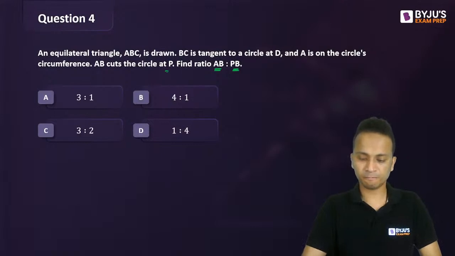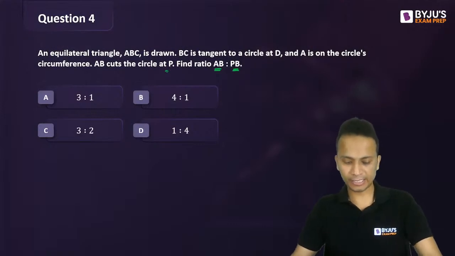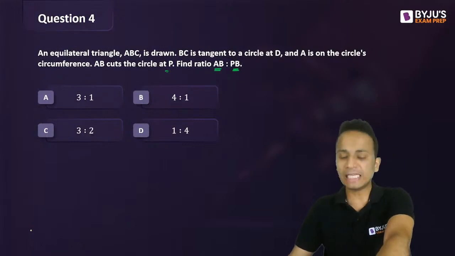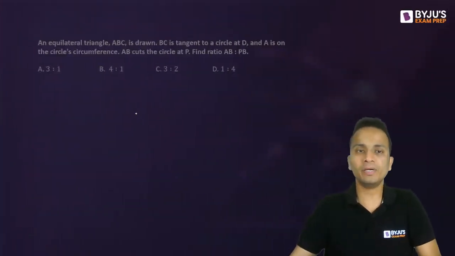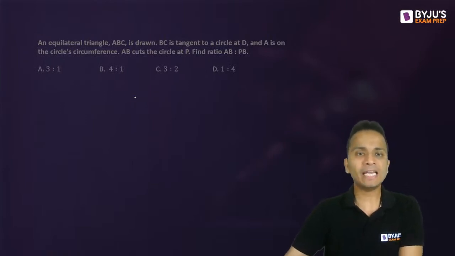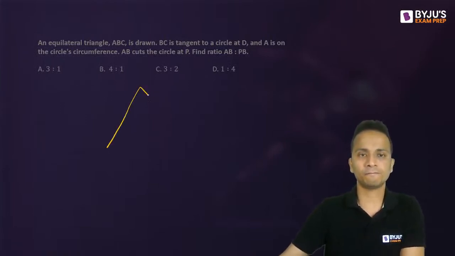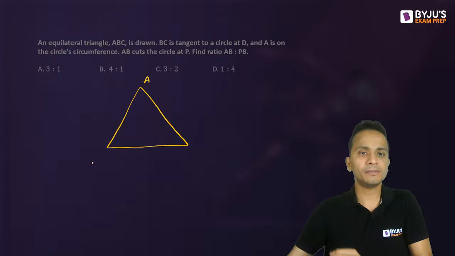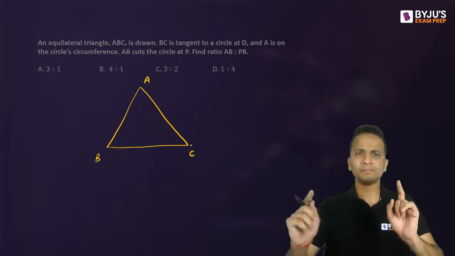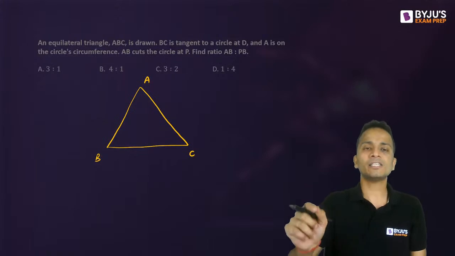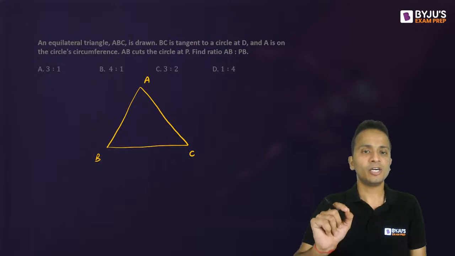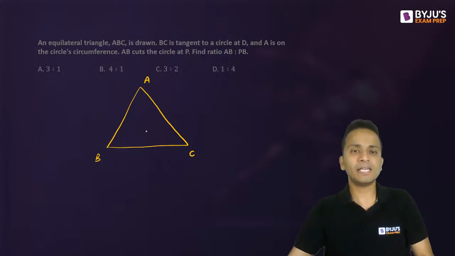Any answer for this? Okay, all right. चलिए. Important is to draw the figure. Figure clear होना चाहिए. Then only you will be able to get a correct answer for this one. An equilateral triangle. So first of all, drawing an equilateral triangle. A, B, C. Now I have to draw a circle such that it is passing through point A and it is tangent to BC. Okay. So BC is the tangent.